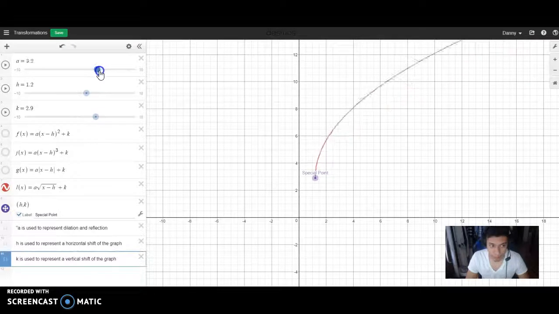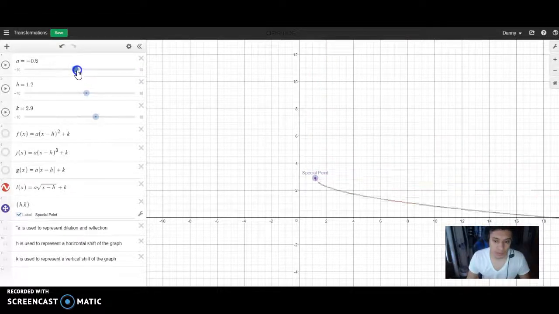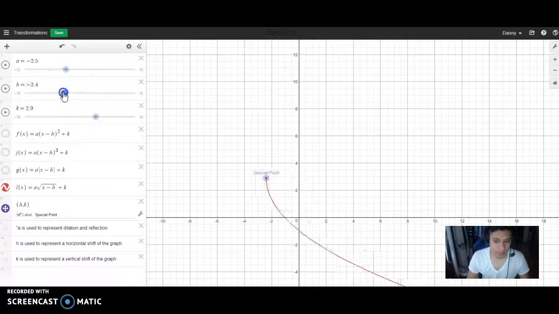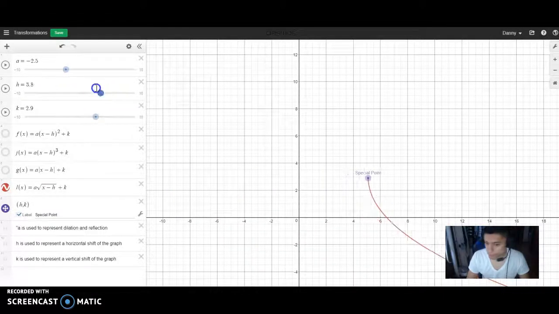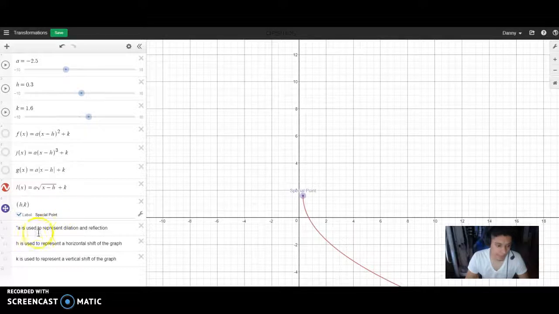When I make a really big number, again, it's not that it's going to make it wider or narrower. Just think of it as making it increase faster. So it's going to go up faster, or it's going to go down faster if you make it smaller. And then H, again, lets us move it left or right. And K is up and down, right? So we call this dilation and reflection on A.